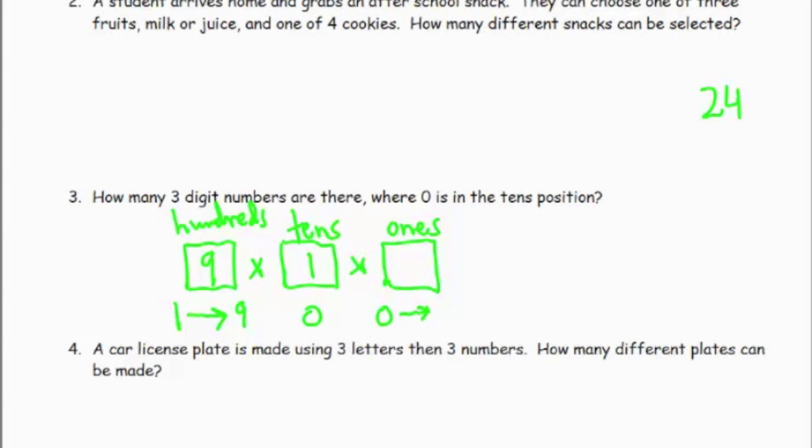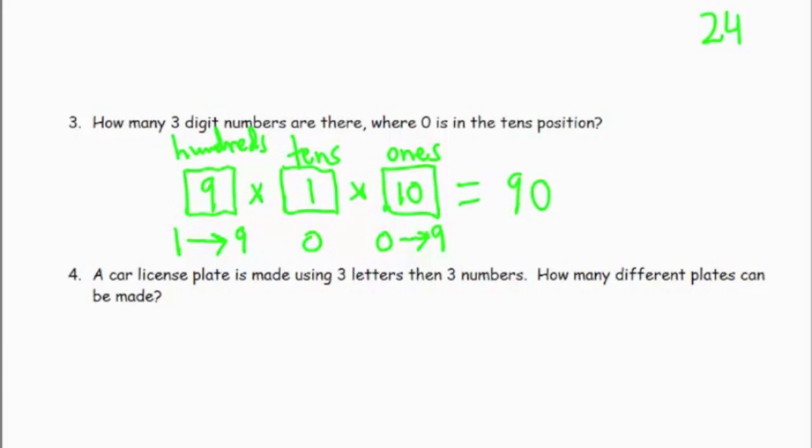For the ones, though, we do have all 10 digits at our disposal, from 0 to 9. That is 10 digits. We multiply out and we get 90 different numbers. Not really surprising. 99 minus 10 plus 1 would also give us that, but here's using the fundamental counting principle.